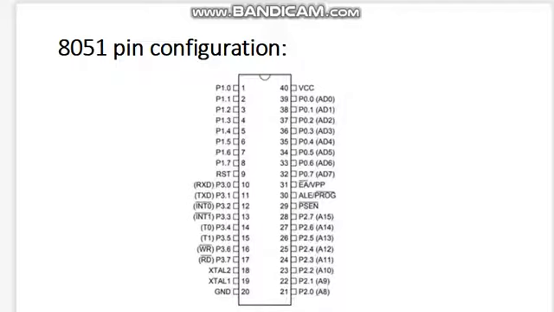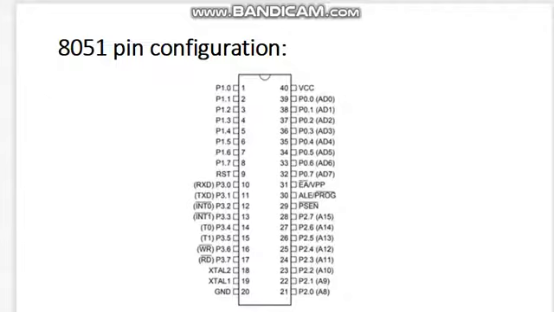8051 pin configuration. In the microcontroller there are 40 pins. Pin 20 is ground and pin 40 is VCC. Port 1 is from pin 1 to 8. Pin 9 is the reset pin. Pin 10 to pin 17 is port 3, and it is also a special port. Pins 18 and 19 are used for the crystal.